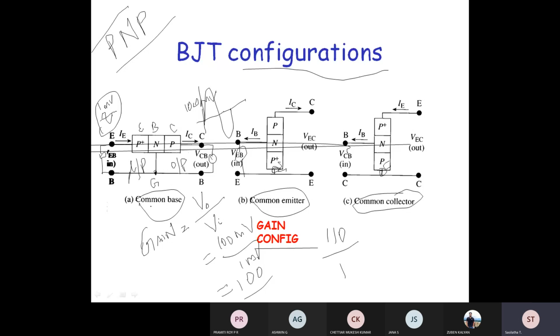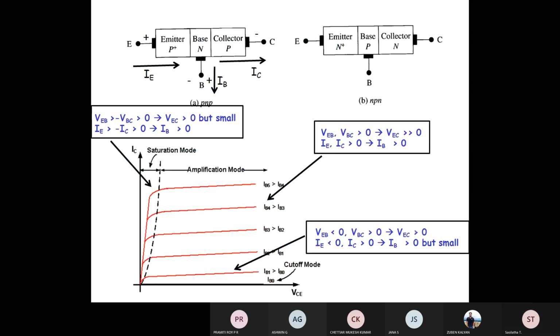So in common base configuration, the base is connected to ground potential. In common emitter configuration, the emitter is directly connected to ground potential, and in common collector configuration, the collector is directly connected to ground potential. So these are the configurations of BJT. Now let me explain the operation of these configurations one by one.